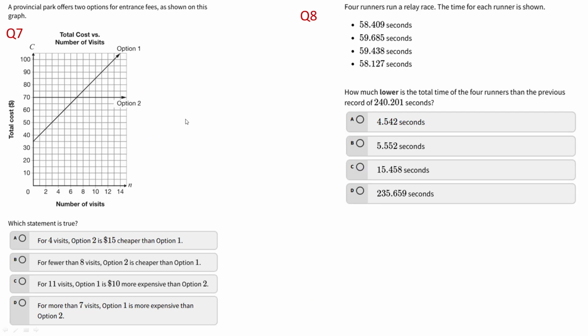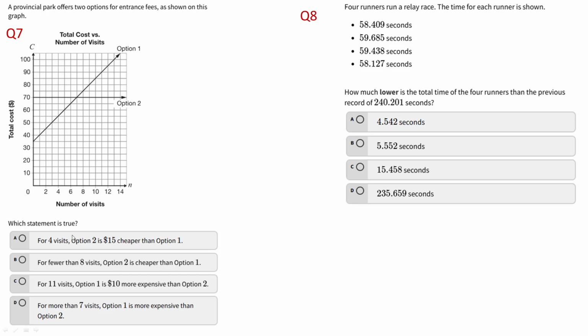Question number 7. A provincial park offers 2 options for entrance fees, as shown in this graph. And so option 2 is a fixed $70, no matter how many times you visit it. But option 1 is there's an initial amount of $35, and then it goes up so much for every visit.